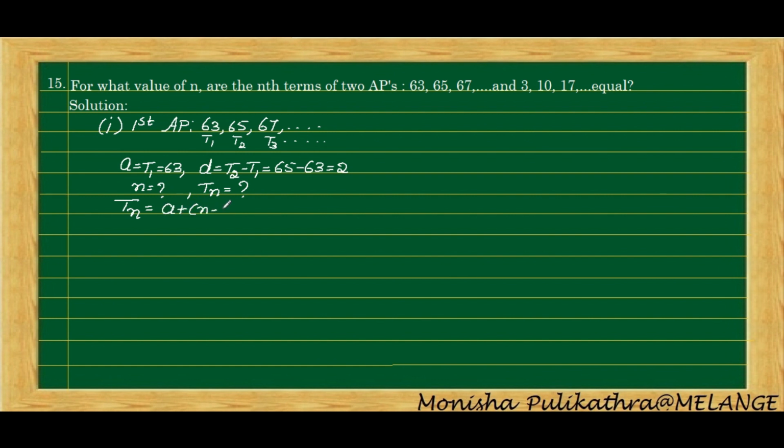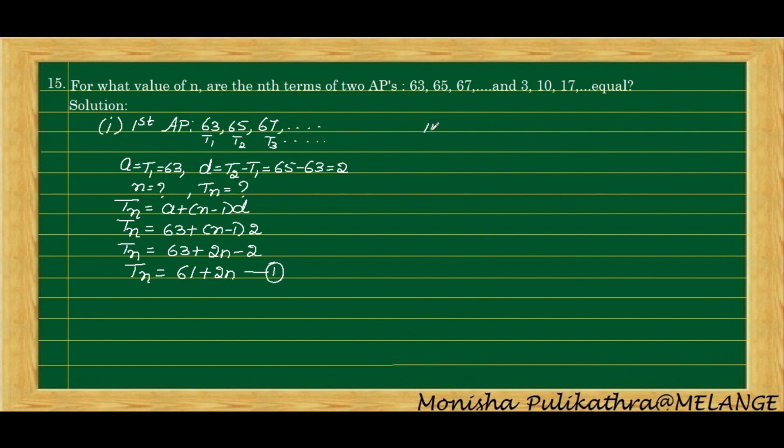Okay, so apply the Tn formula: A plus n minus 1 into D. Tn is not given, so write it as it is. Tn is equal to A, 63, plus n minus 1 into D, 2. So Tn is equal to 63 plus 2 into n is 2n, 2 into minus 1 is minus 2. Next, Tn is equal to 63 minus 2 is 61 plus 2n. So let this be equation 1.